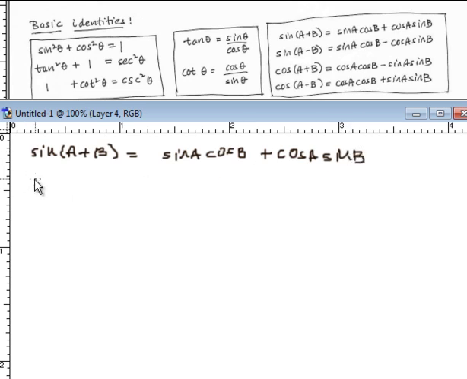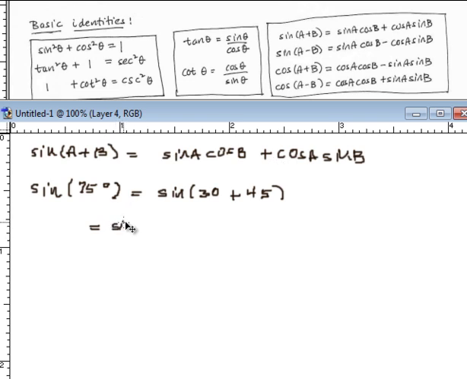So let me just show you a typical example. Let's say you're asked to find the sine of, let me give you an angle that works here, 75 degrees. 75 degrees is not one of our special angles, but what you have to do here is realize that 75 is equal to 30 plus 45, the sum of two special angles. And then expand using this formula.